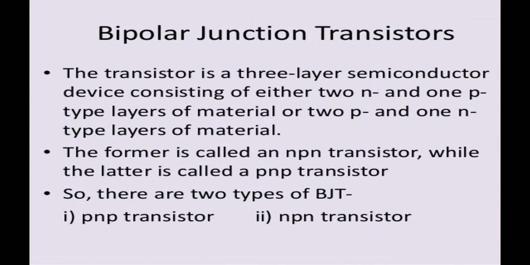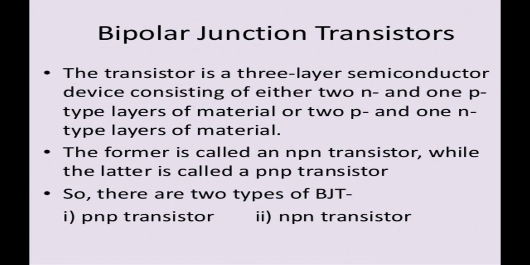The transistor is a three-terminal semiconductor device, consisting of either two N type and one P type, or maybe two P type and one N type. Depending upon the polarity of the terminal material type, it is a PNP transistor or an NPN transistor. So the formation is called NPN transistor, while the other is called PNP transistor.